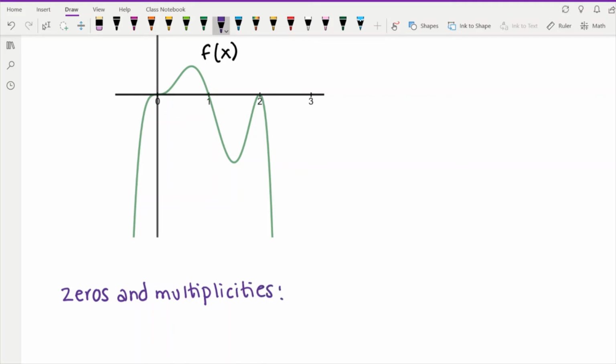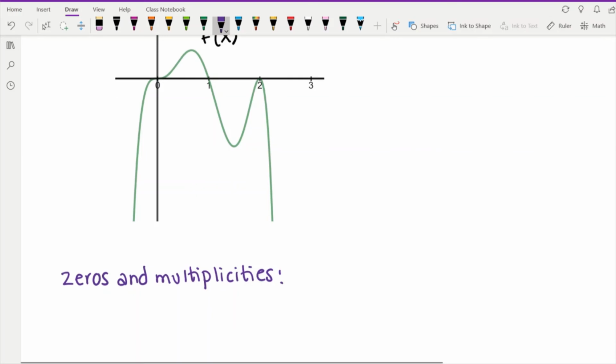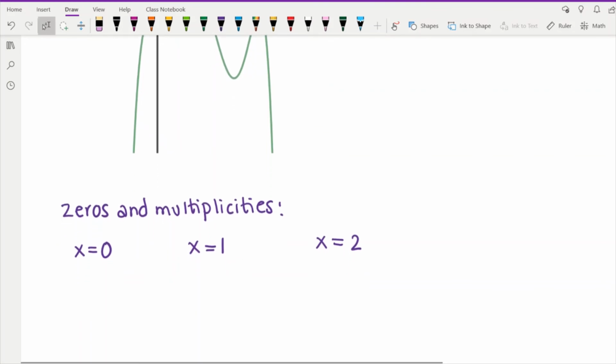So by looking at the graph, we can see that the zeros are x is equal to 0, x is equal to 1, and x is equal to 2. Those are the 3 places where the graph touches or passes through the x-axis. So what does it look like our multiplicities are? Well, for the first one, we can see the graph passes through, so it has to be an odd multiplicity, but it looks like it flattens out a little bit. So it looks like it's probably multiplicity 3.